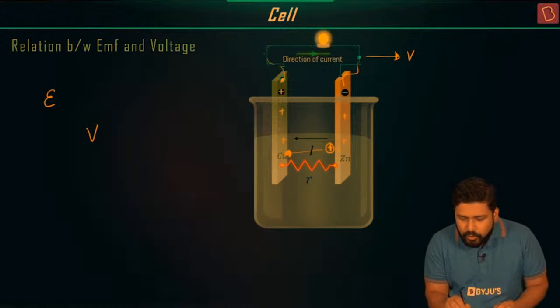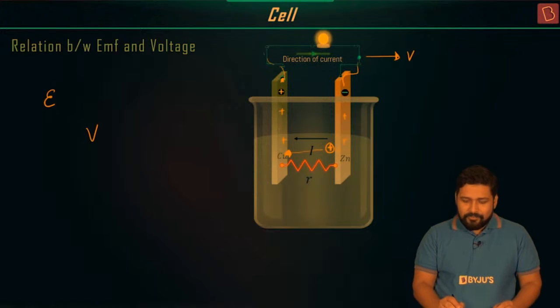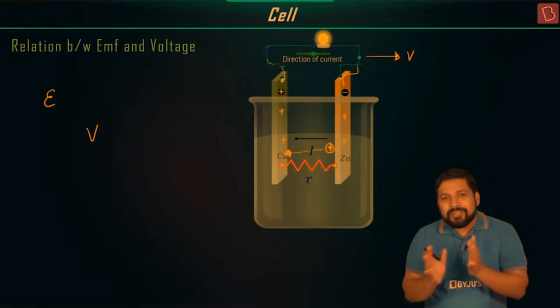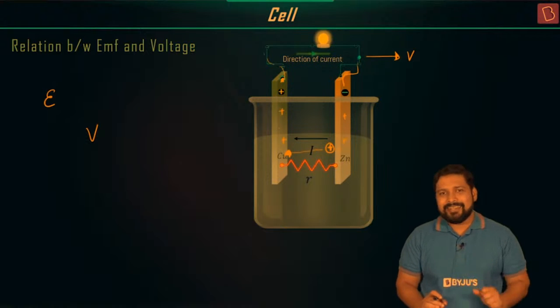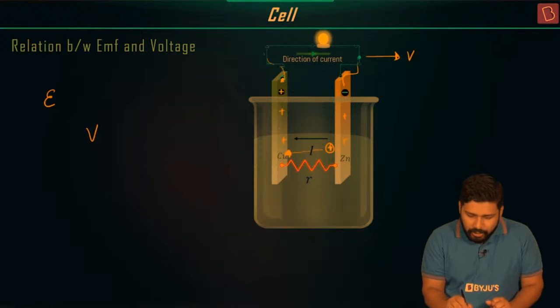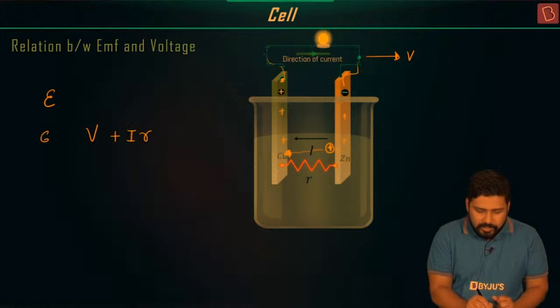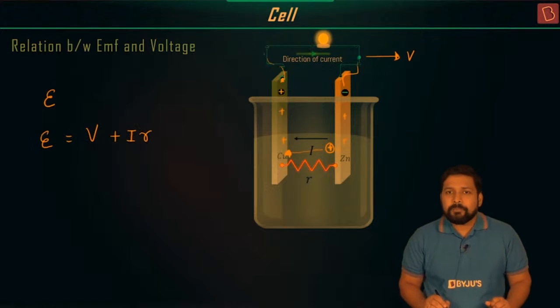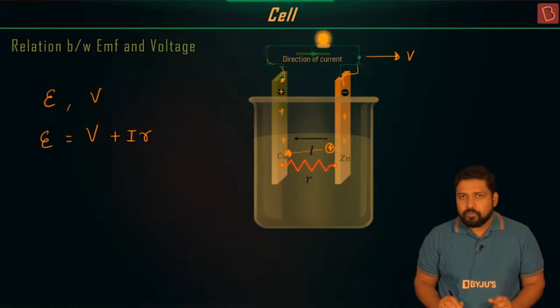Then how much extra work do you require to move between the terminals, correct? If I is the current and R is the internal resistance, how much extra do you require? You require plus I into R. So what do you get? E is equal to V plus IR. This is the relation between E and V, no problem.